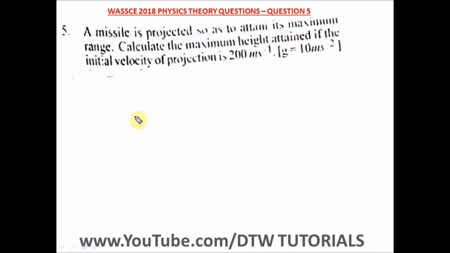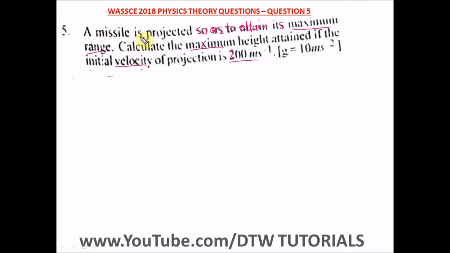Question 5 of the WASSCE 2018 physics theory question. It says a missile is projected so as to attain its maximum range. Calculate the maximum height attained if the initial velocity of projection is 200 meters per second. Okay, initial velocity of projection is 200 meters per second. So when you say a missile, you should know that this is a projectile.